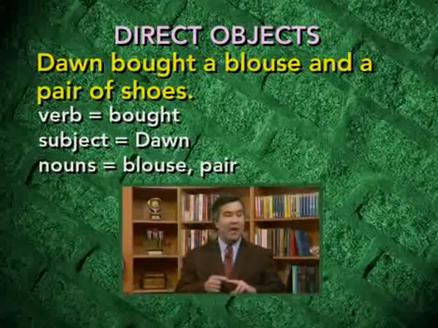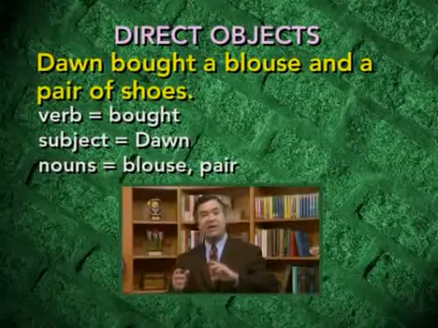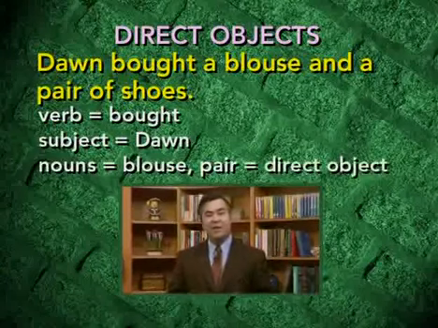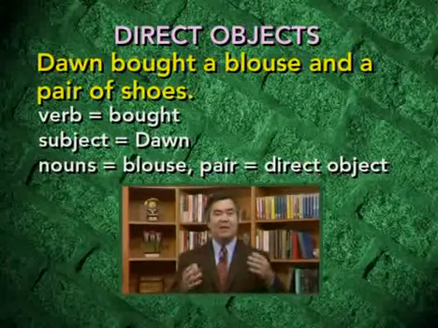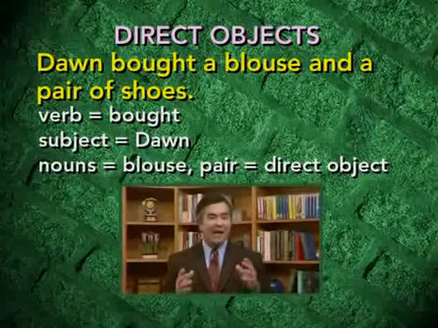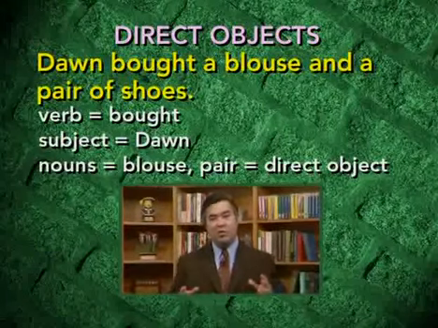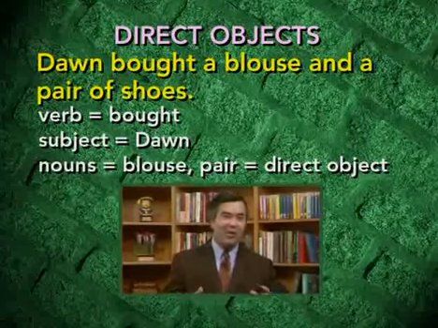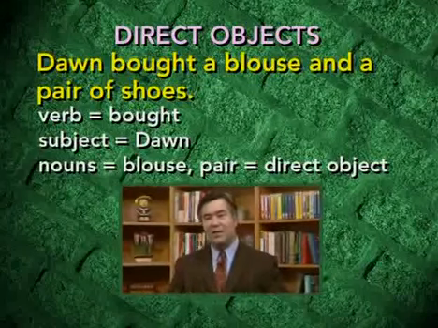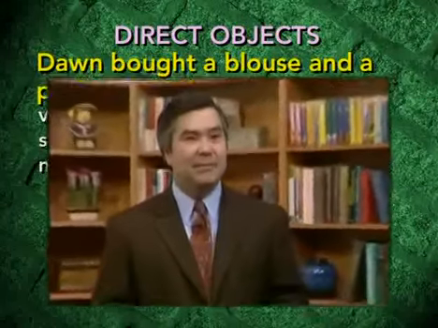Those two nouns, blouse and pair, are the two words that both go to make up the direct object in this sentence. So this is an example of how a sentence may contain a compound direct object with two or more things, both of which receive the action of the transitive verb, in this case, bought.